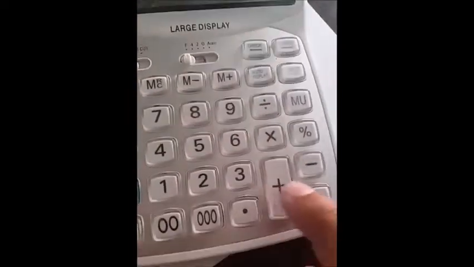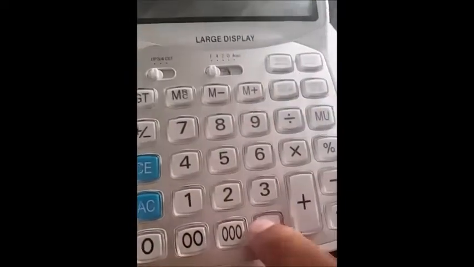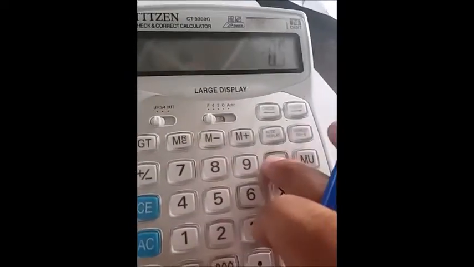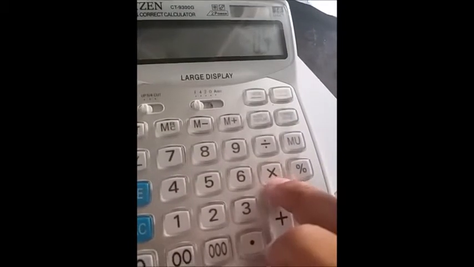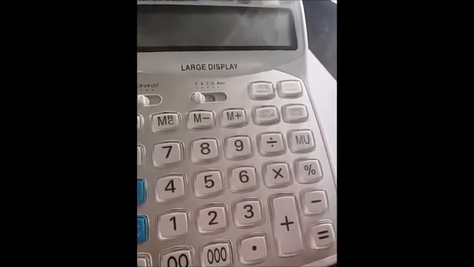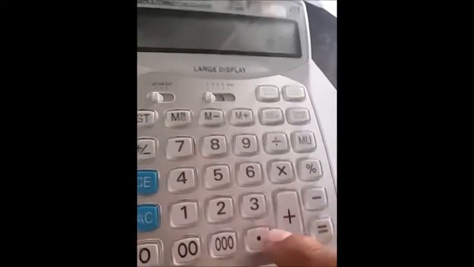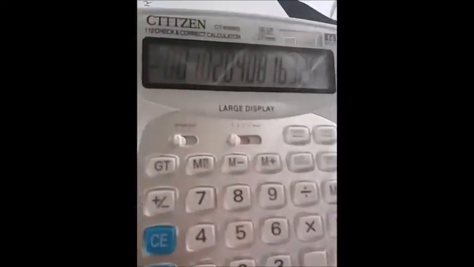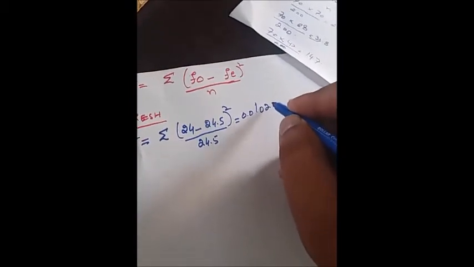So the sum total will be 24 minus 24.5, multiplied, 0.5 squared divided by 24.5, which is equal to 0.0102, 0.01024.